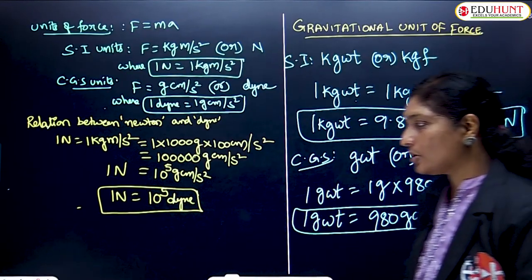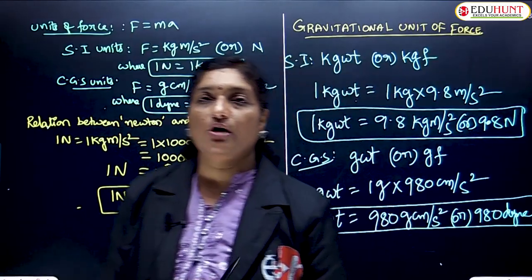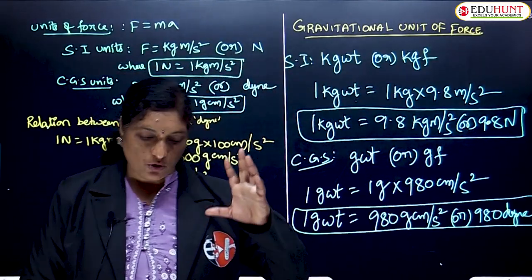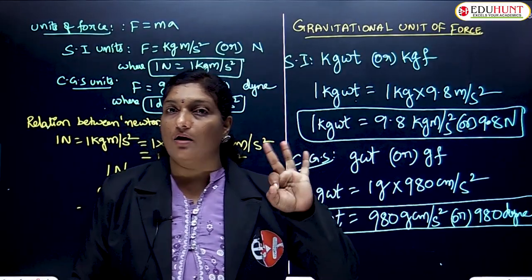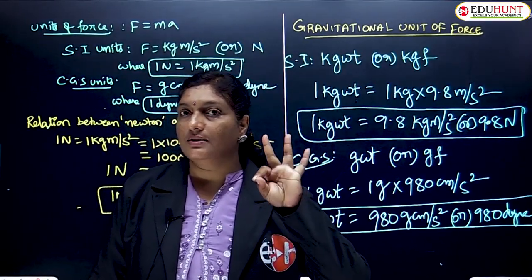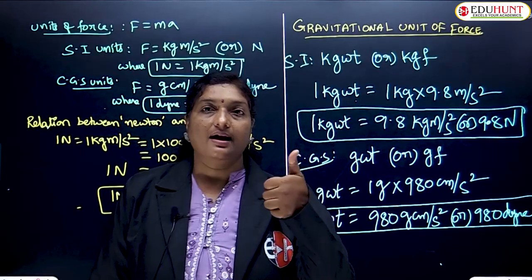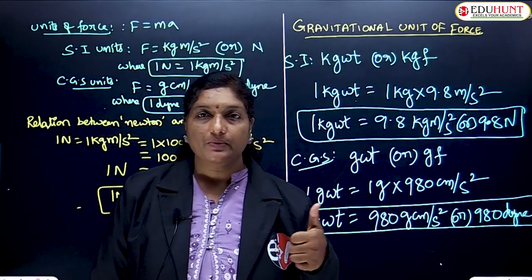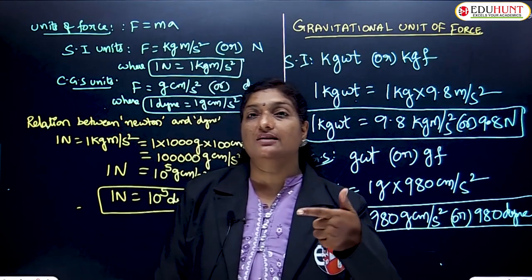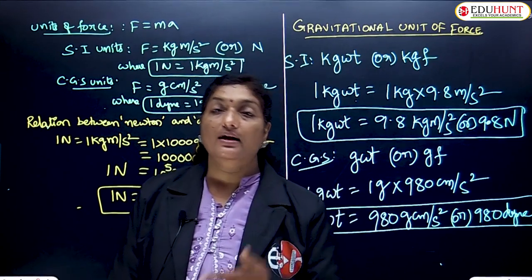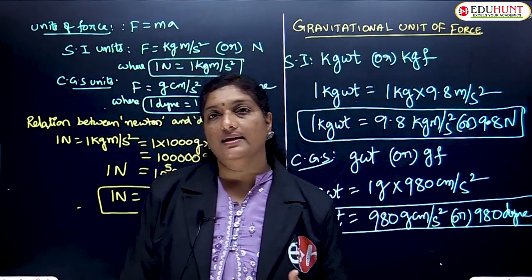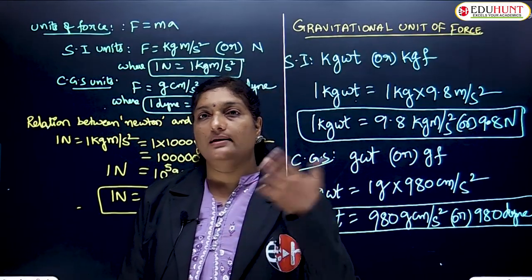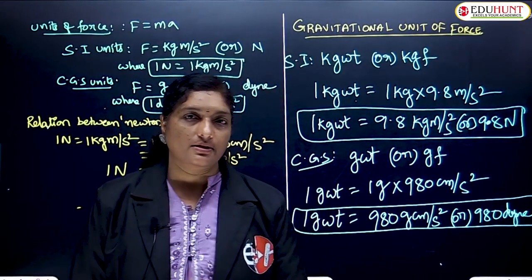So based on this concept, let us try to solve a few more numericals. Children, I hope you remember the kinematic equations. The first equation of kinematics is V equals U plus AT. The second kinematic equation is S equals UT plus half AT squared, and the third kinematic equation is V square minus U square equals 2AS. So based on that, let us try to solve today's numericals.